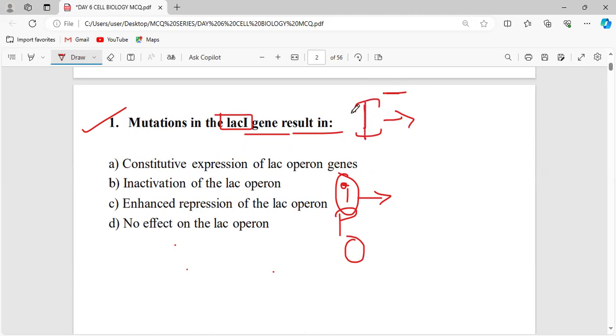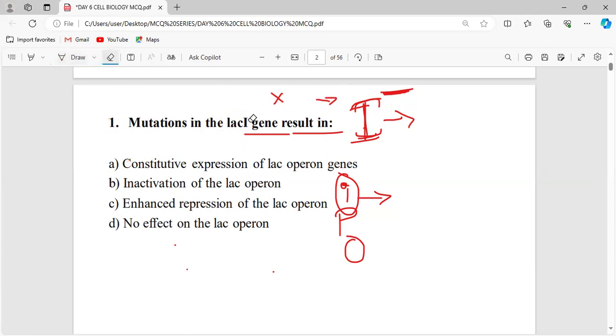Okay, see, whenever the inducer gene is mutated, the operator will never close. So if the operator is not closed, the lac operon will continuously be activated. Okay, so the repressor is always going to block the operator. As this gene is mutated, the operator will never close and the operon will be continuously turned on. So constitutive expression of lac operon genes will happen. Okay, any doubts with respect to this question?